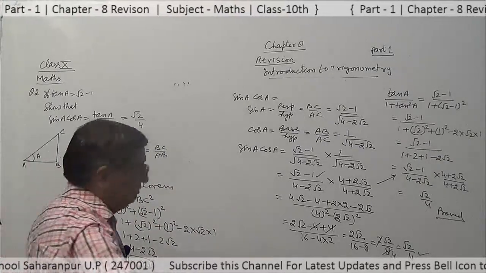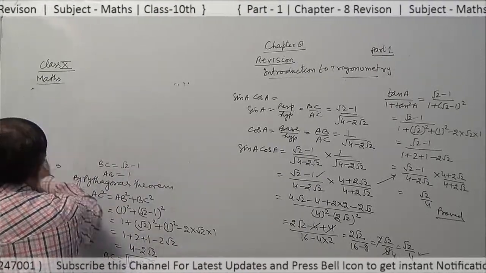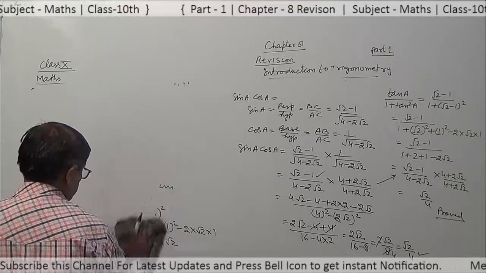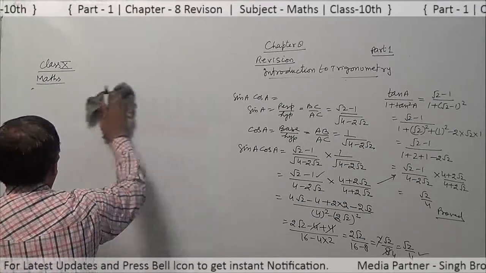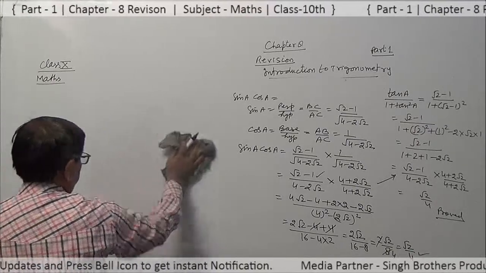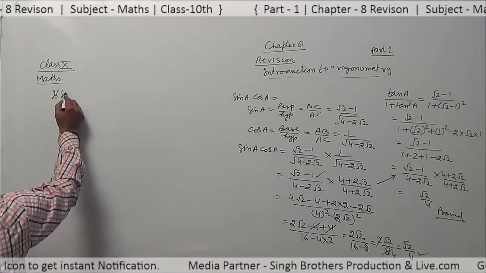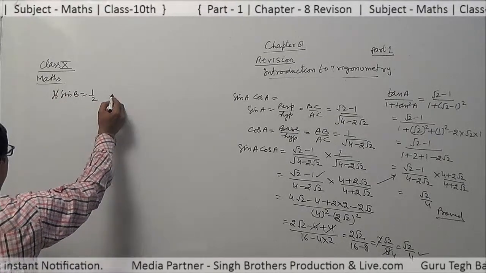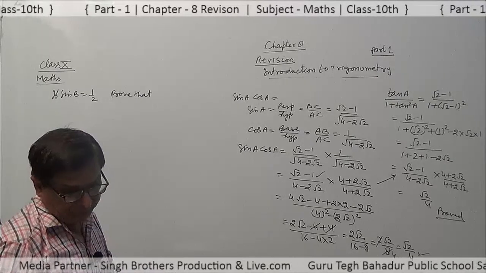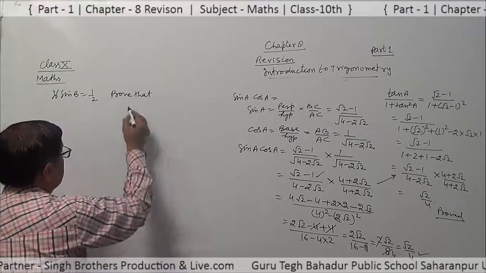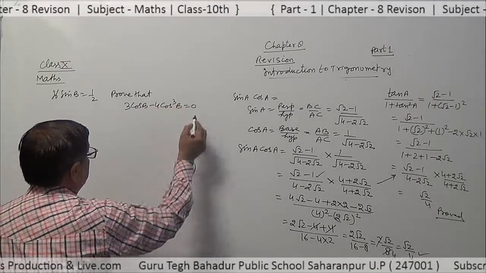See the third question. If sin B is equal to 1 upon 2, prove that 3 cos B minus 4 cos cube B is equal to 0.